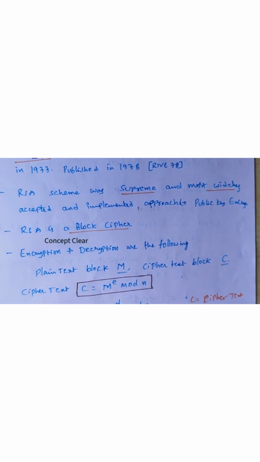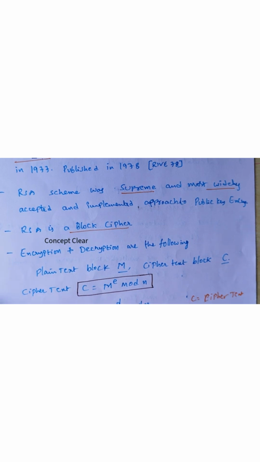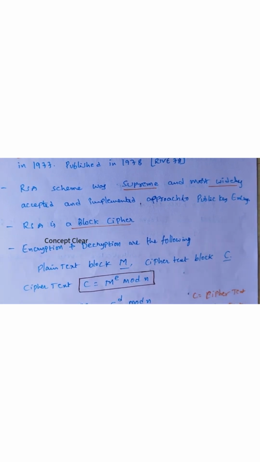RSA is a block cipher in which the plain text and ciphertext are integers between 0 and n minus 1, for some number n. Here, encryption and decryption are of the following form.